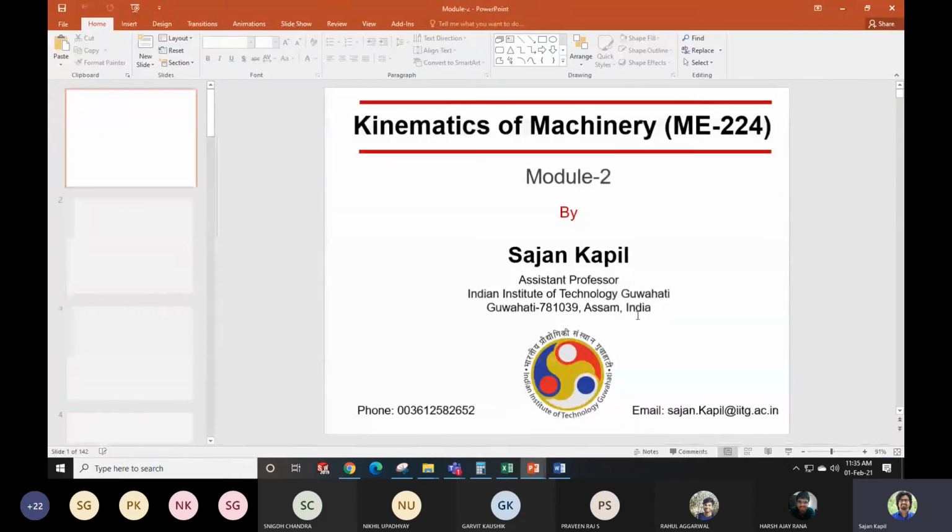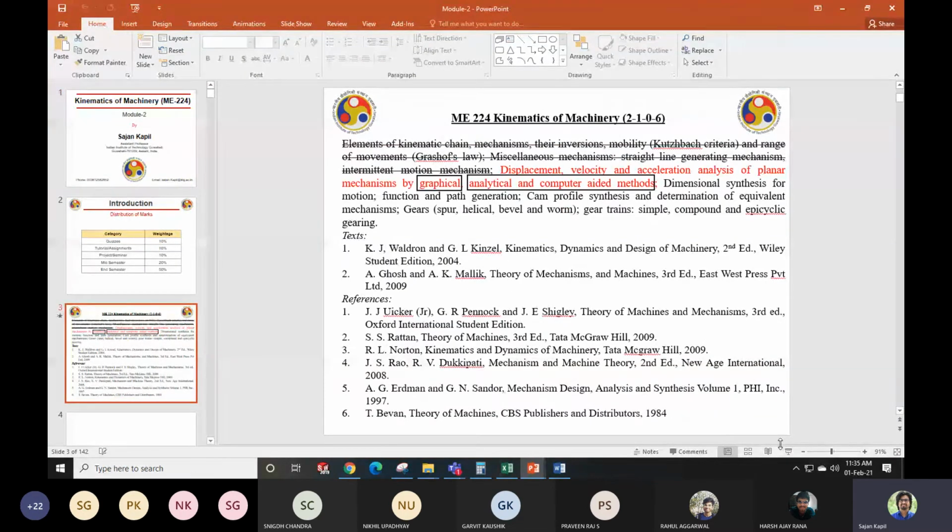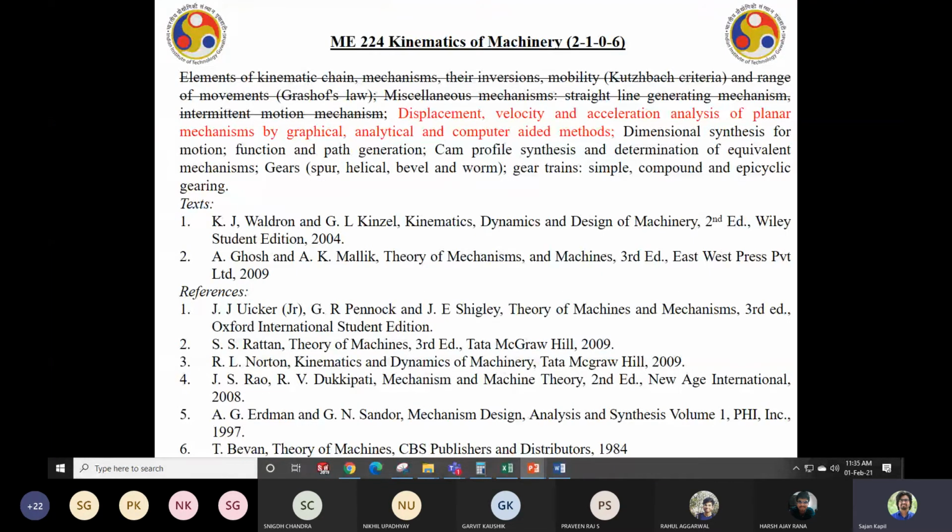First is that you need to buy a geometry box. I'm going to discuss displacement, velocity, and acceleration analysis of planar mechanisms by graphical, analytical, and computer-aided methods. First we'll discuss the graphical methods, then in the end the analytical and computer-aided methods.